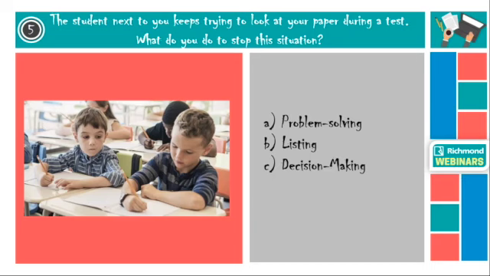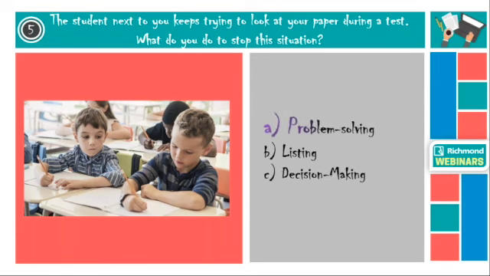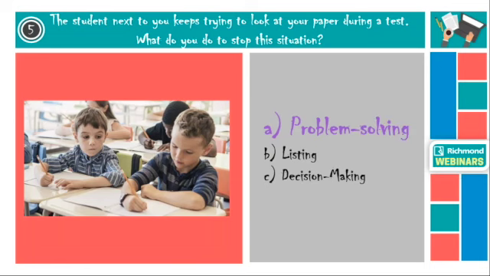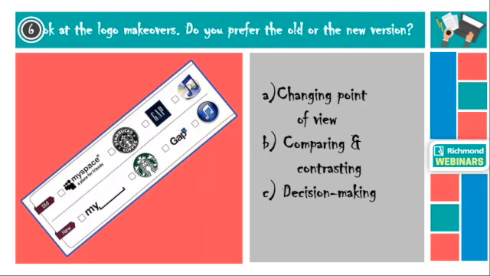Okay, the person next to you wants to look at your paper. What do you do to stop the situation? Decision making. It would be problem solving, right? Because you want to stop the situation. You need to select one action to take. So you need to come to an end, to a conclusion. So it would be problem solving. We're going to get to the next picture, where obviously the answer is not problem solving. Okay, we'll see in a minute.